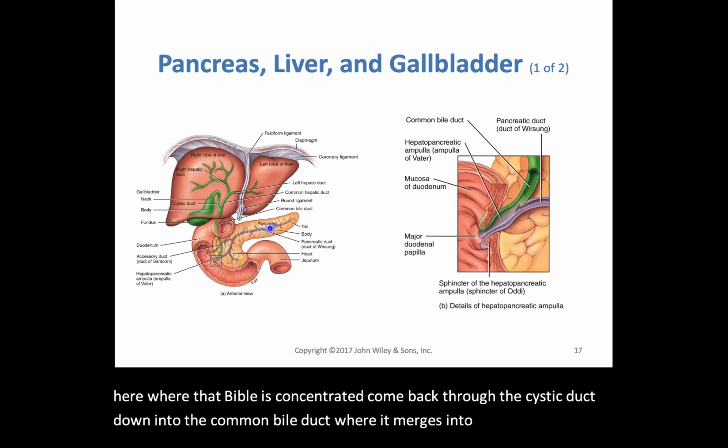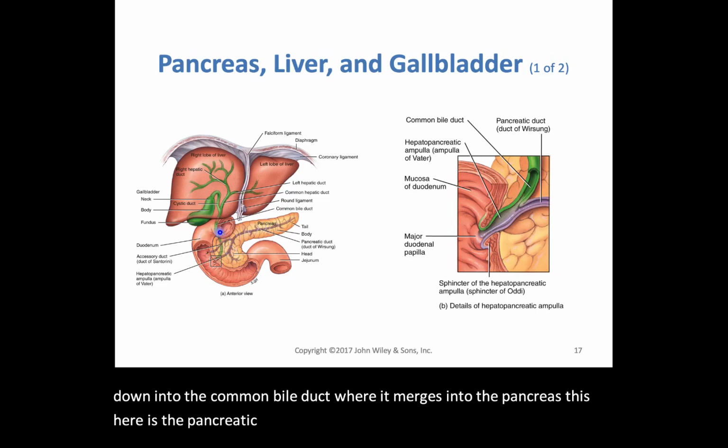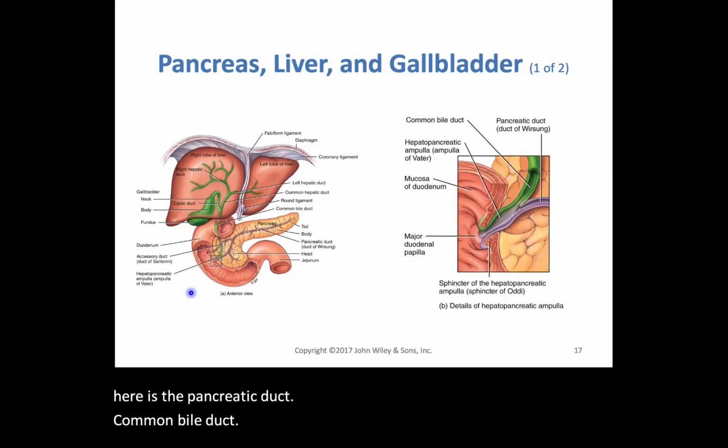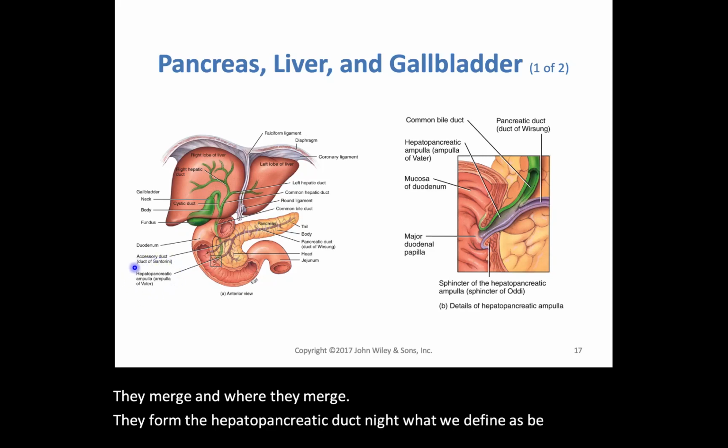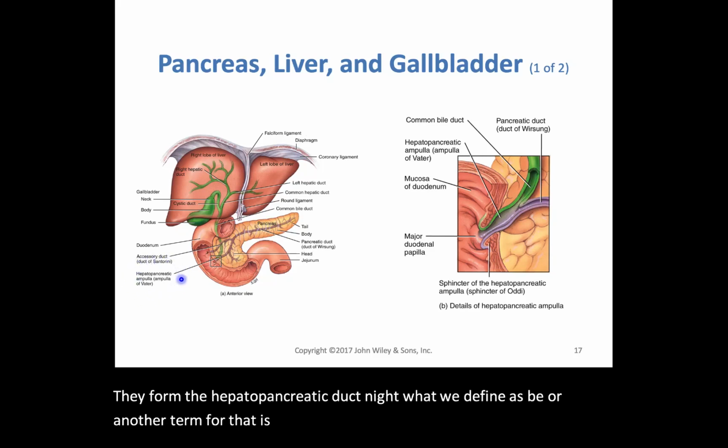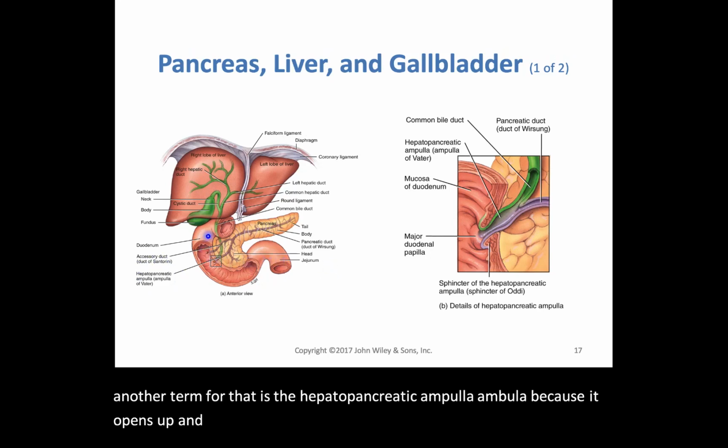This here is the pancreatic duct, the common bile duct. They merge, and where they merge, they form the hepatopancreatic duct. Right, what we define as being, or another term for that is the hepatopancreatic ampulla. Ampulla because it opens up. And then this area right here would be the duodenum.